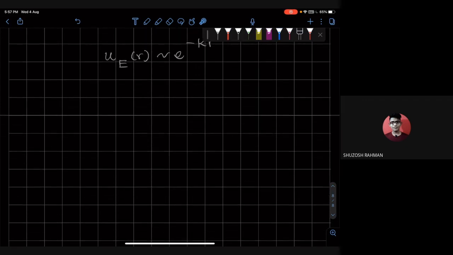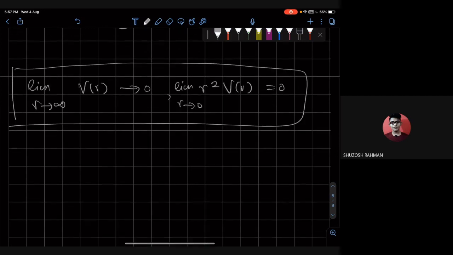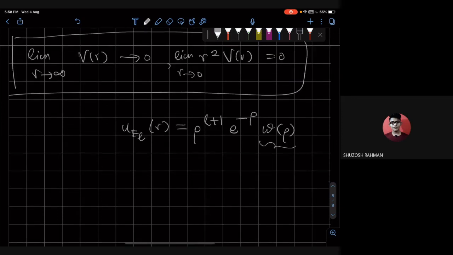So for such potentials, that is potentials which go to 0 in the limit r goes to infinity, as well as potentials which go to 0 as r goes to 0, for this class of potentials, we can write our radial wave function to have a part like this times e to the power minus rho times omega of rho, where omega of rho is a well-behaved function. Rho we have defined to be, say, Kr.